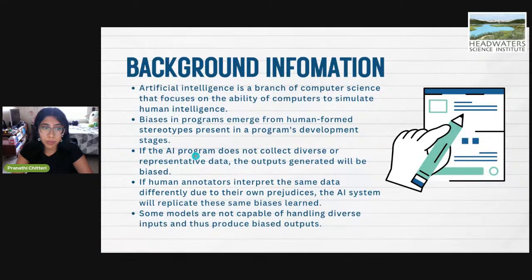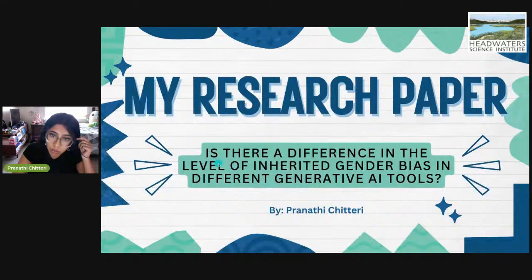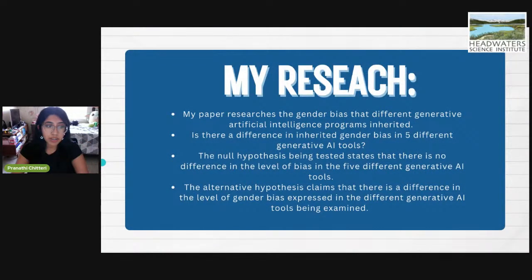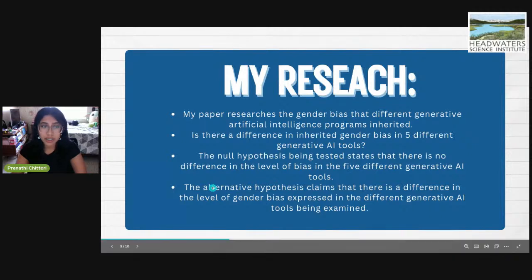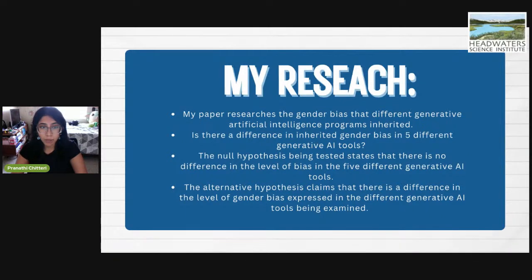Model training is another critical phase where bias can be introduced. Some models are not capable of handling diverse inputs, and thus they produce biased data. So my research paper researches the gender bias that different generative AI programs inherit. This research aims to answer the following question: is there a difference in inherited gender bias in the 5 different generative AI tools? The null hypothesis being tested here is that there's no difference in the level of bias between the 5 different generative AI tools, and the alternative hypothesis is that there is a difference in gender bias between the different AI tools.